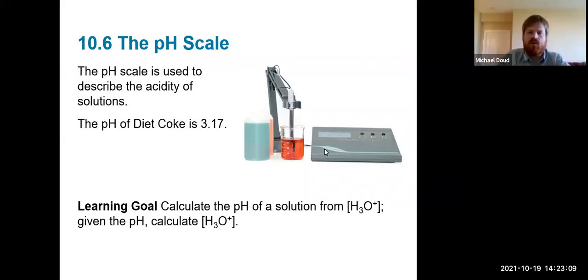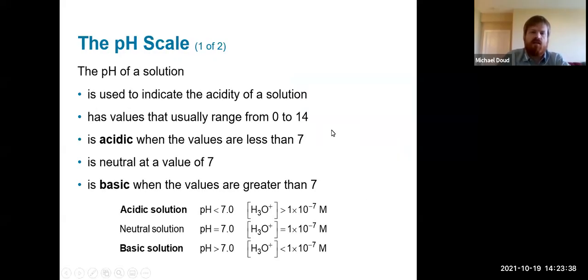So this right here is a pH meter. What it is, it's actually an electrode with a very sensitive skin for detecting the presence of protons or hydronium ions in solution. And based on that concentration, you can determine whether a substance is acidic or basic, like we covered in the last lecture, or you can calculate the pH. And the pH is just our measure of acidity and basicity.